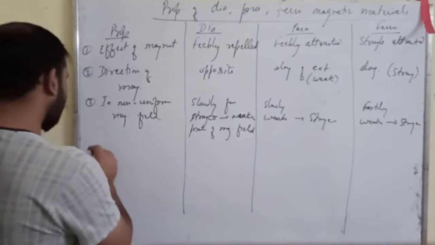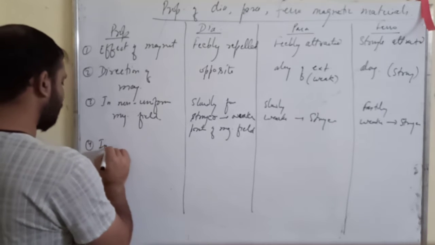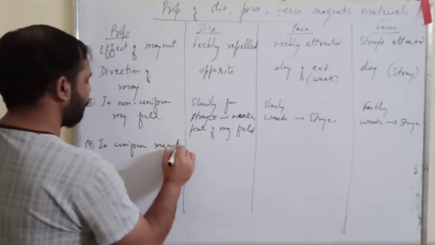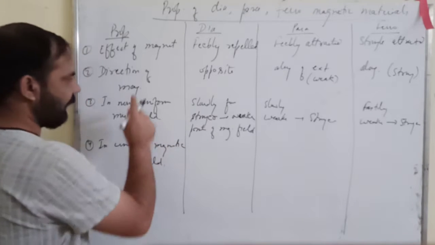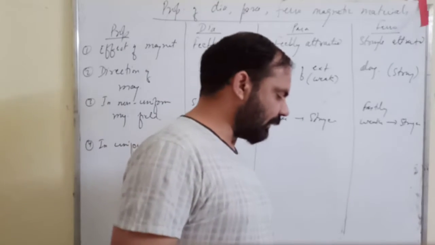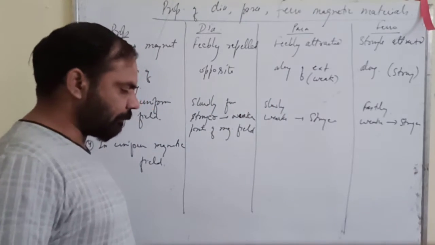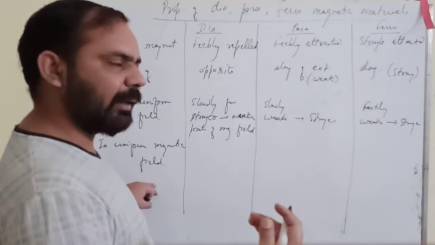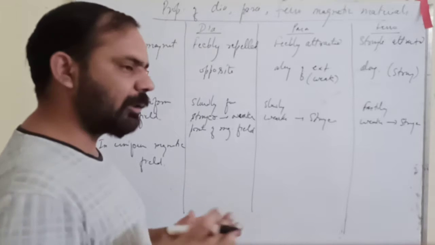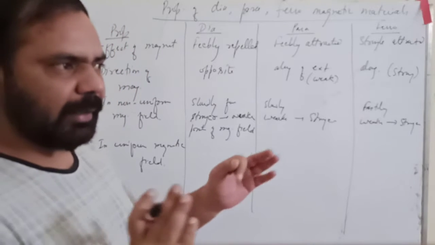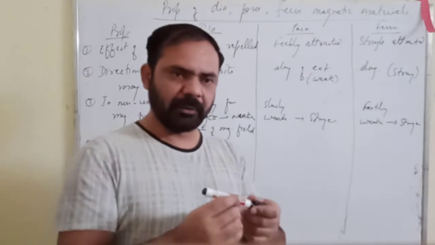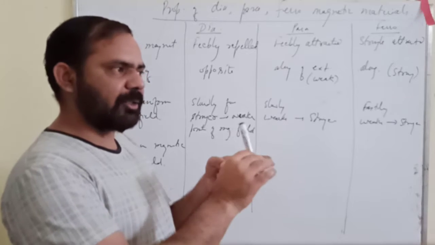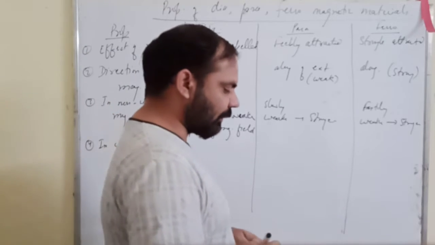Right? Then the fourth one is in a uniform magnetic field. Now, if you place these materials in a uniform magnetic field, then if you place a diamagnetic material inside a uniform magnetic field, it will align itself normal to the direction of the magnetic field. If you take a diamagnetic rod, suppose this is the direction of the magnetic field, then it will align itself normal to the direction of the magnetic field.